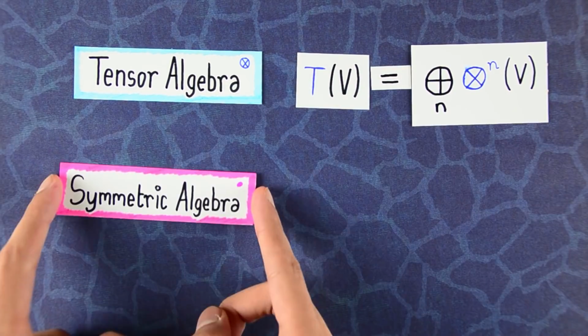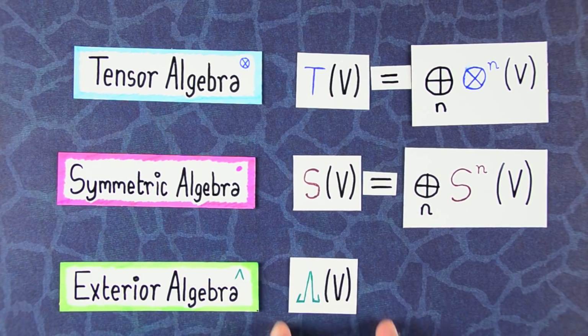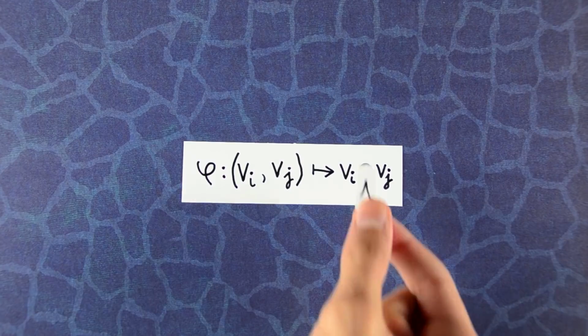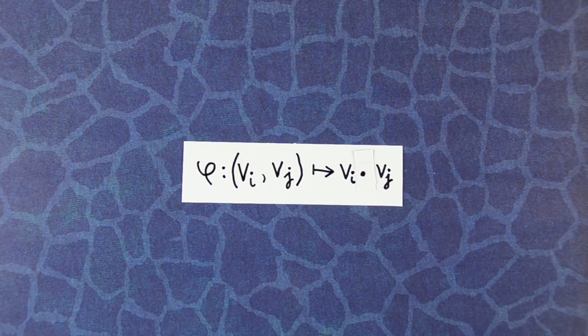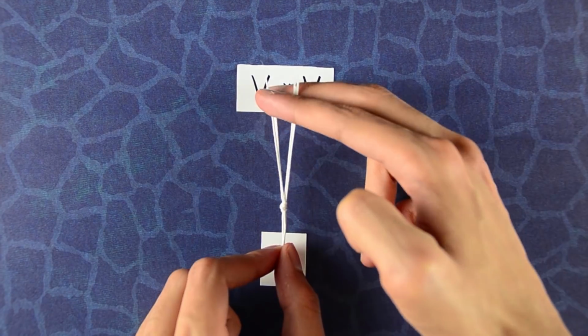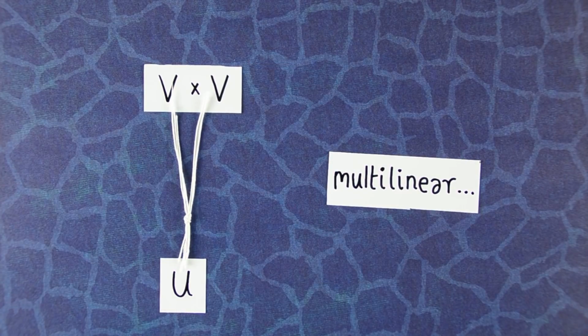Today, you and I are going to meet the tensor algebra, the symmetric algebra, and the exterior algebra. They arise from three products: the tensor product, the wedge product, and the symmetric product. Here's the basic idea. Suppose that V is a vector space, and you have a multilinear map from V cross V into another vector space, U.